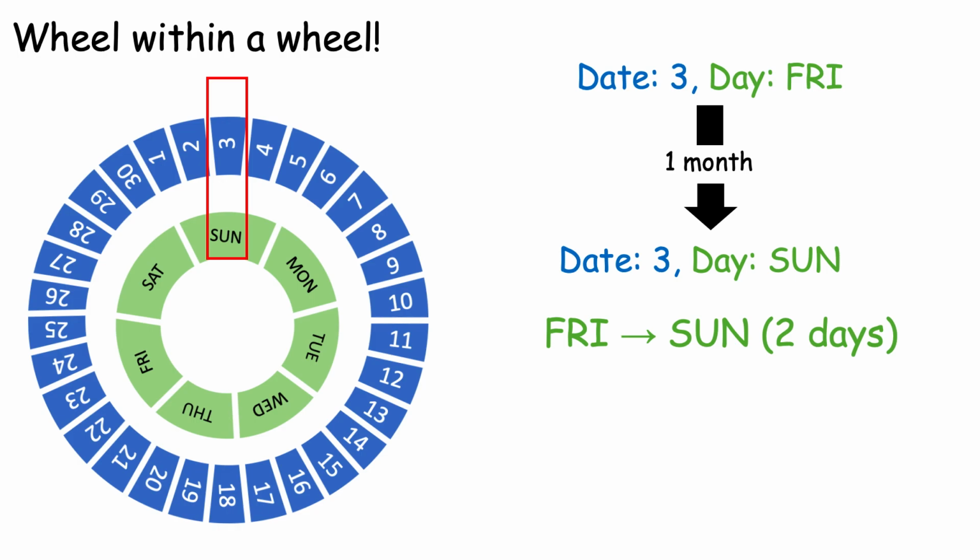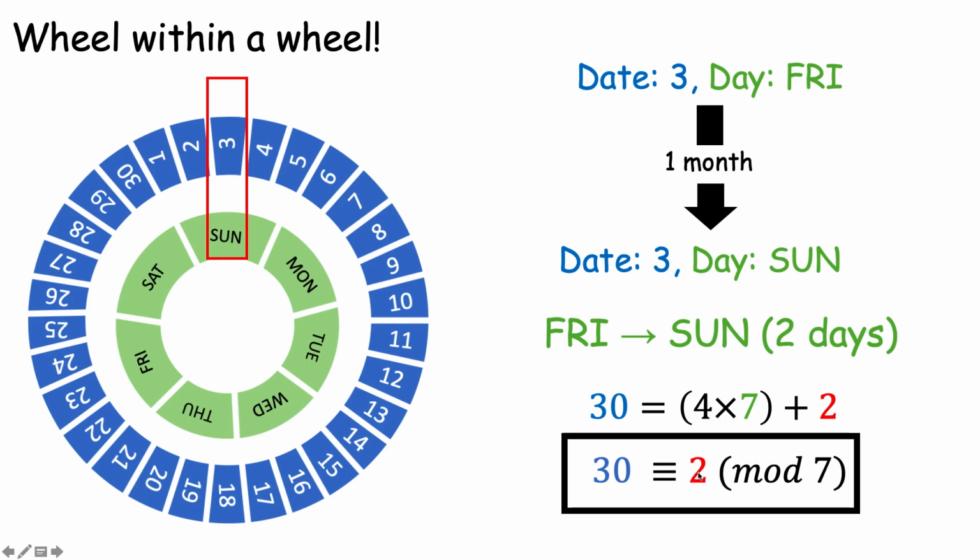So where is this number 2 coming from? If we break down 30, we see 30 can be written as 4 times 7, that is the 4 weeks that have gone by, plus 2 additional days. So this is the extra amount that the wheel has rotated to get from Friday to Sunday. So this 4 weeks means Friday to Friday, and then 2 days means Friday to Sunday. And this can be written also in another form which goes like this.